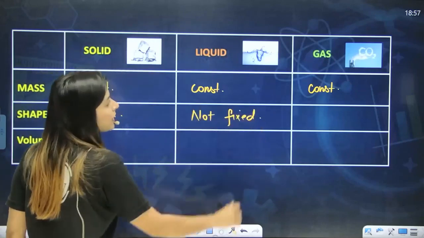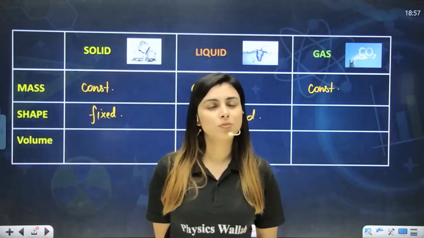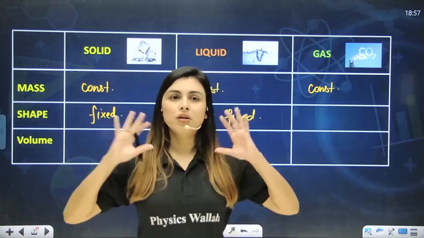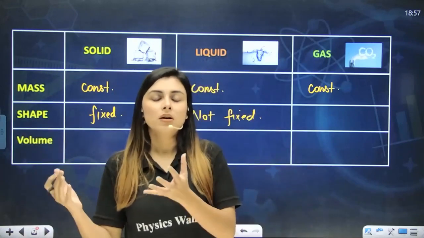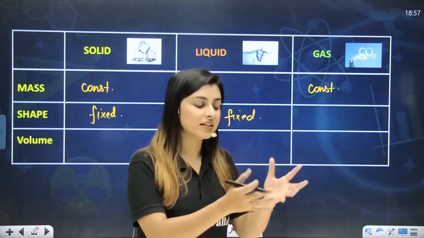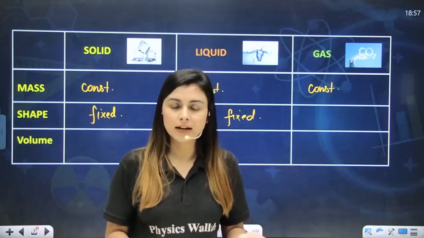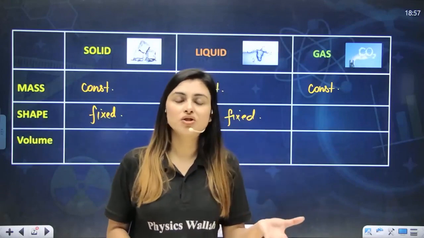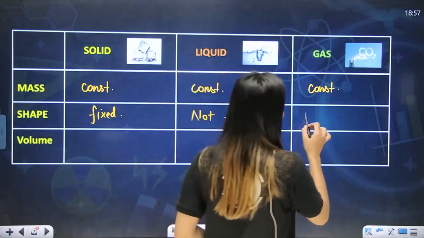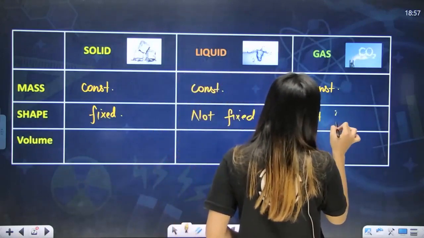And if we talk about gas, gas shape is also not fixed. If you take all the gas in this room and try to move it to a very small container of a very weird shape, it will take the shape of that container as well, right? That means that it takes the shape of the container. So I can say that gas shape is also not fixed.